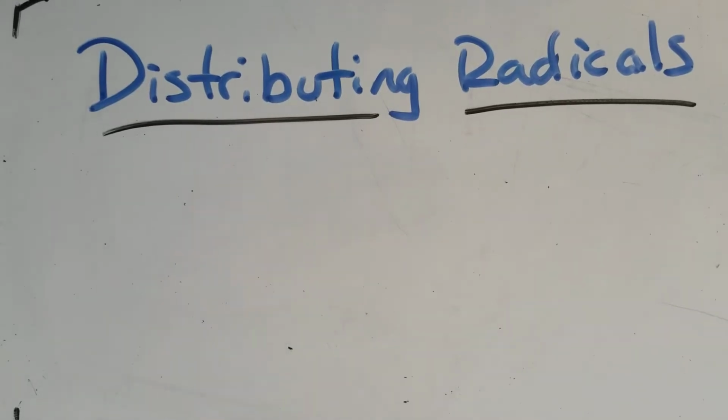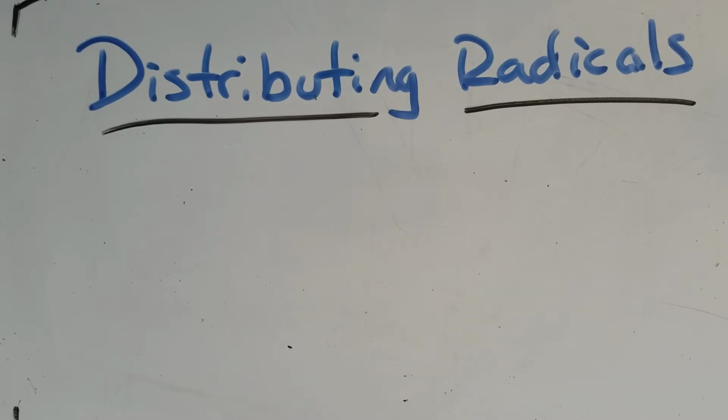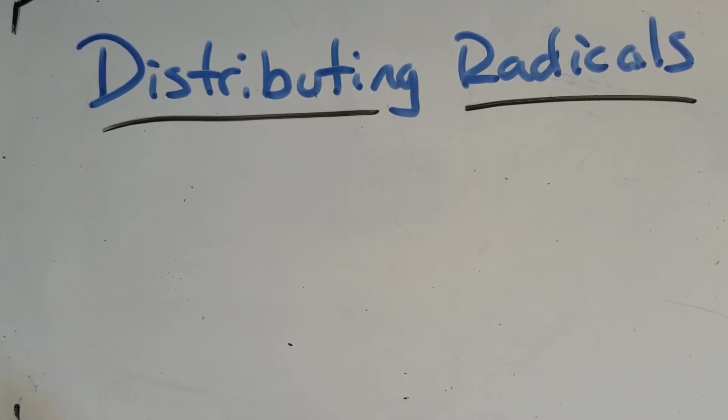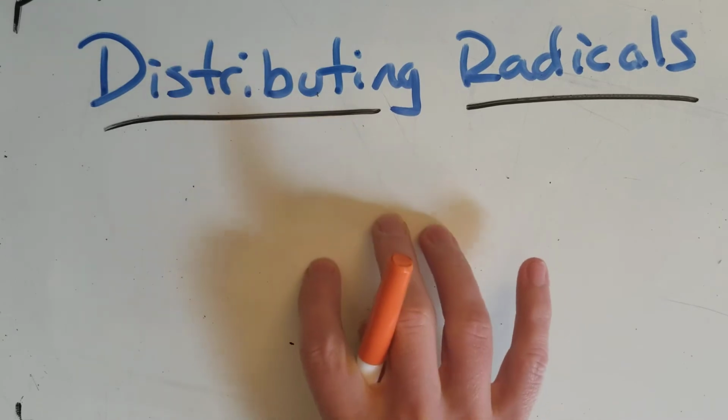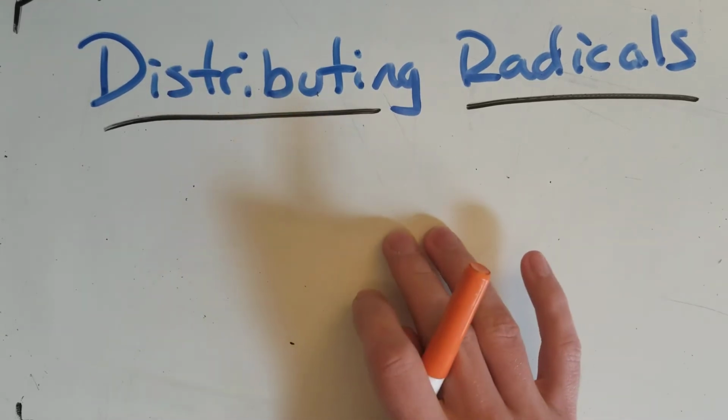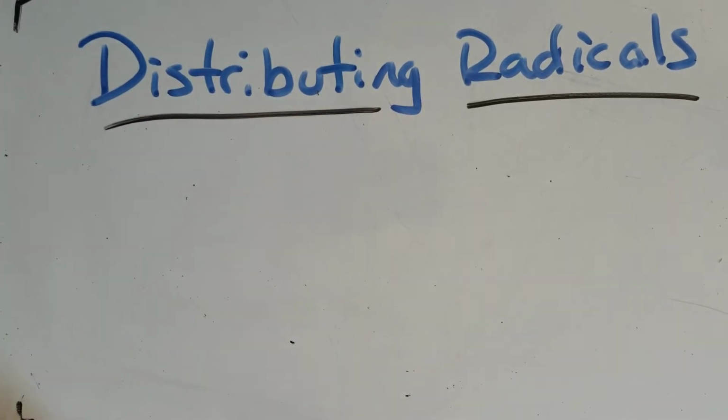Hey guys, today in this video we're going to talk about how to distribute a radical and simplify expressions that involve distributing with radicals. The nice thing is that distributing is just the same as you've done in the past. It's all about being able to simplify the radicals, remembering how to multiply, and how to add and subtract radicals. So it's about knowing when to use which properties and when to combine like terms.